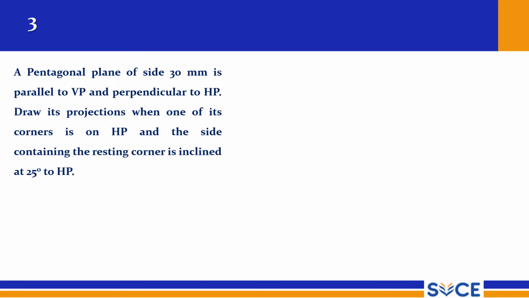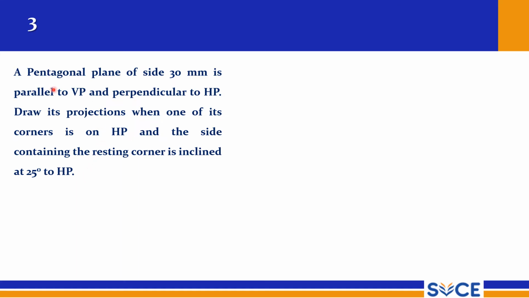So third problem: a pentagonal plane of side 30 mm is parallel to VP and perpendicular to HP. Draw its projections when one of its corners is on HP. So the corner is touching HP, that is very important, and the side containing the resting corner is inclined at 25 degrees to HP.